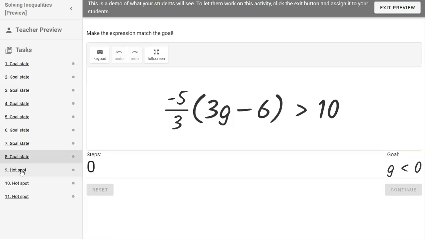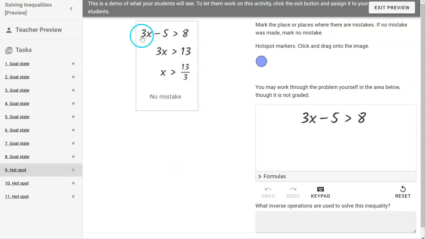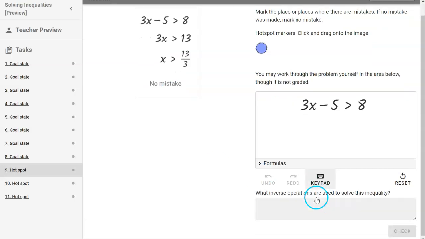That would be nice. All right, now the hotspot questions, they have an inequality solved, and they're looking for mistakes. So they're going to drag this dot over to this image if there's a mistake. If there's not a mistake, they're going to put this on top of the words no mistake. They do have a canvas down here to work with, and then they're going to answer the question down here. They will not be able to check it till they answer this question. Where inverse operations were used to solve this inequality.